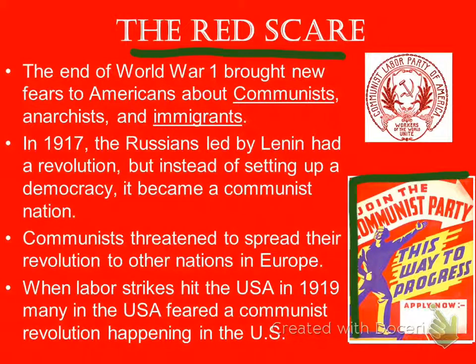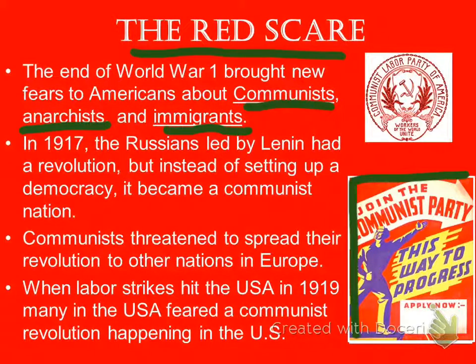There was a huge fear of communism. Let's walk through these 4 bullets together. The end of World War I brought new fears to Americans about communists, anarchists, and of course, immigrants. We saw a large number of immigrants coming to America, or attempting to come, from the southern or the eastern part of Europe, what has been referred to as the new immigrants. A couple of chapters ago, we covered that term. And so we were concerned that many of these individuals were bringing with them radical political views like communism or anarchism. And so, we, as America as a whole, became somewhat afraid, somewhat fearful, somewhat leery of these new immigrants.